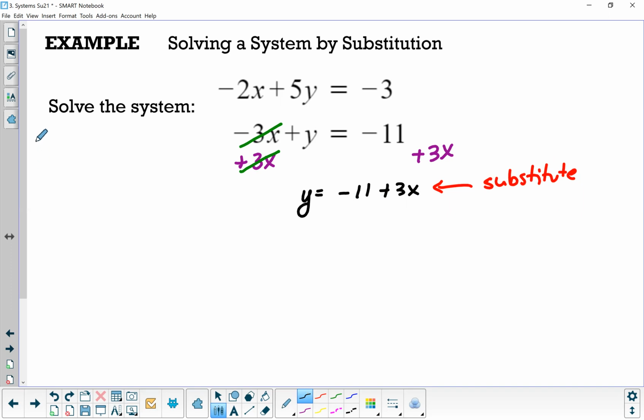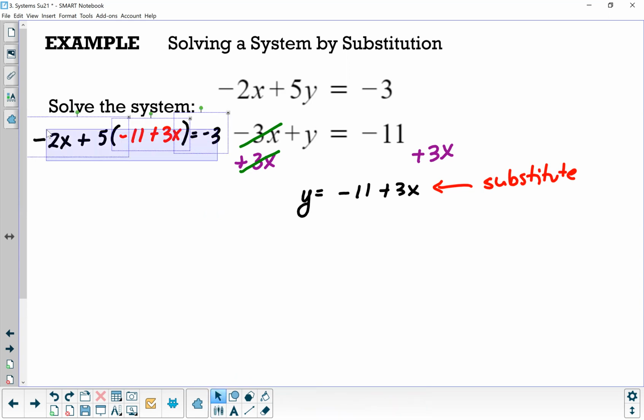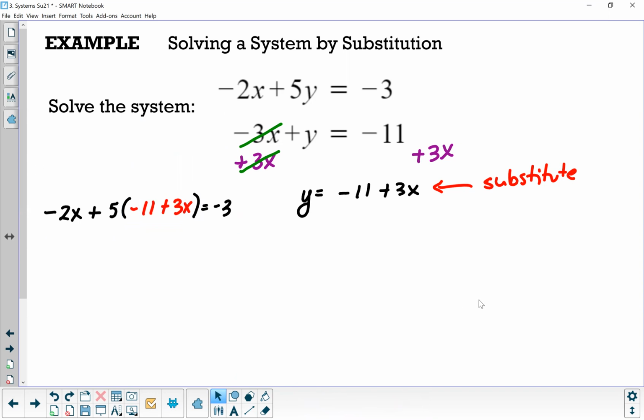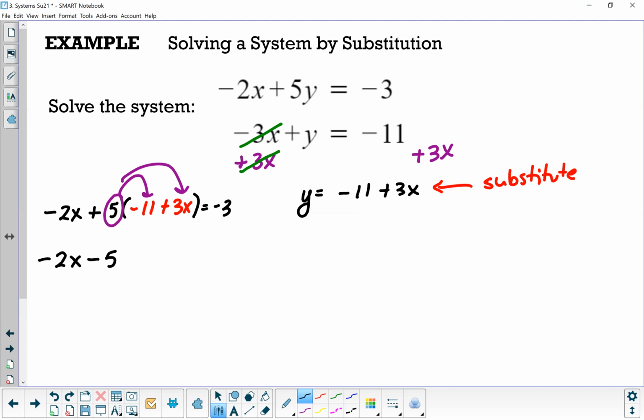So I'm going to write the negative 2x plus 5 parentheses negative 11 plus 3x equals negative 3. Okay, now continue to solve for x. We're going to distribute the 5 to the negative 11 and to the 3x. So that gives me negative 2x minus 55 plus 15x equals negative 3.